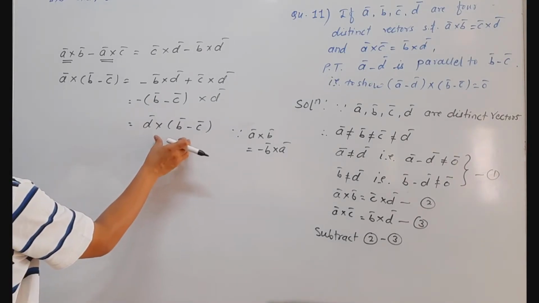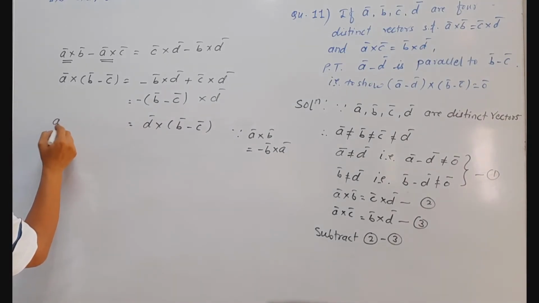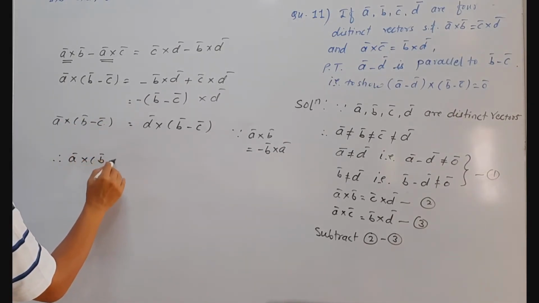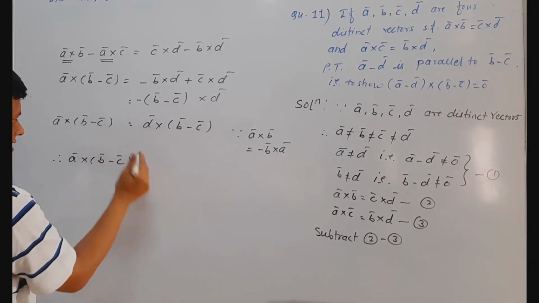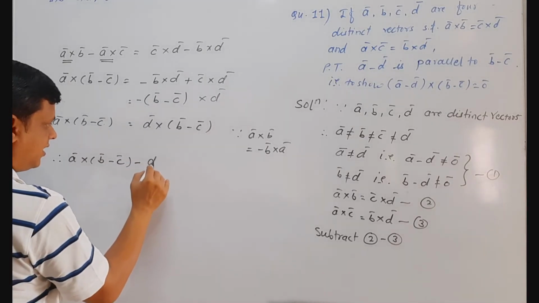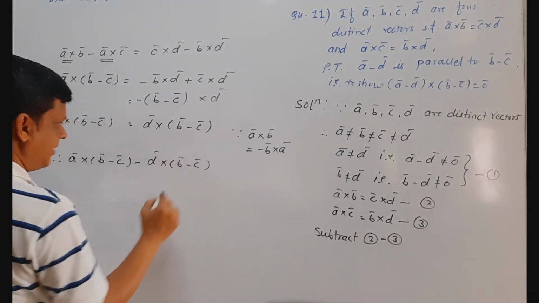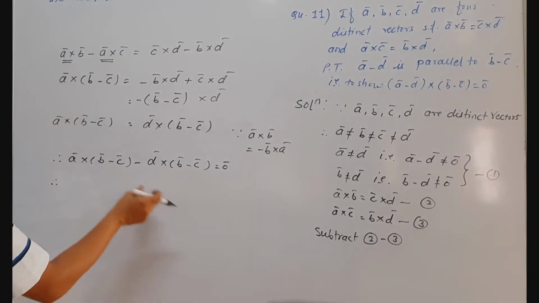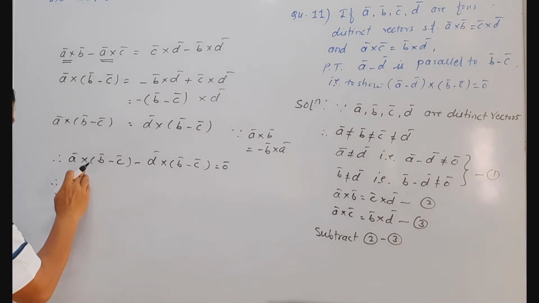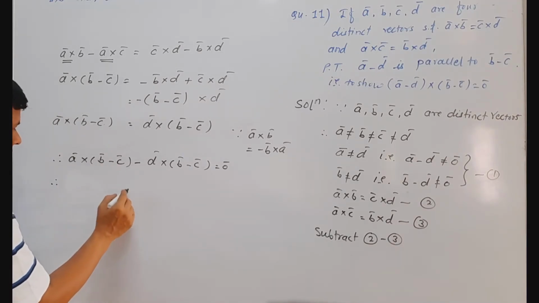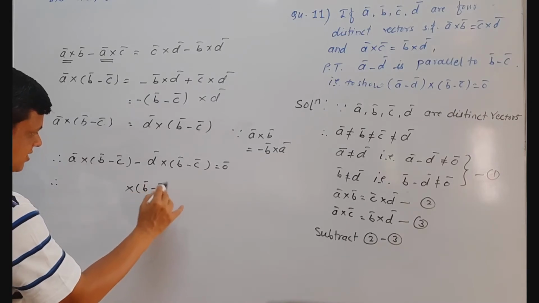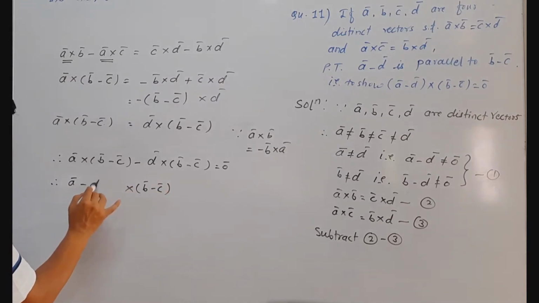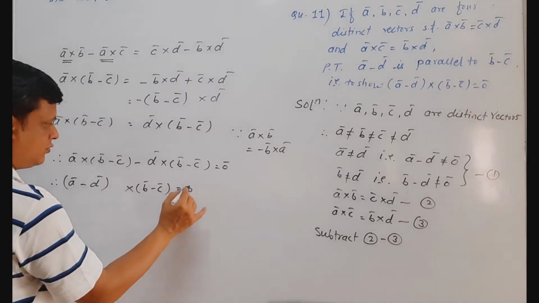Now transfer this RHS to the left hand side. We write a bar cross (b bar minus c bar), and after transferring we get minus d bar cross (b bar minus c bar). Therefore, in the RHS we get the 0 vector. Now take (b bar minus c bar) common cross, so the remaining vectors are (a bar minus d bar) cross (b bar minus c bar) equals the 0 vector.